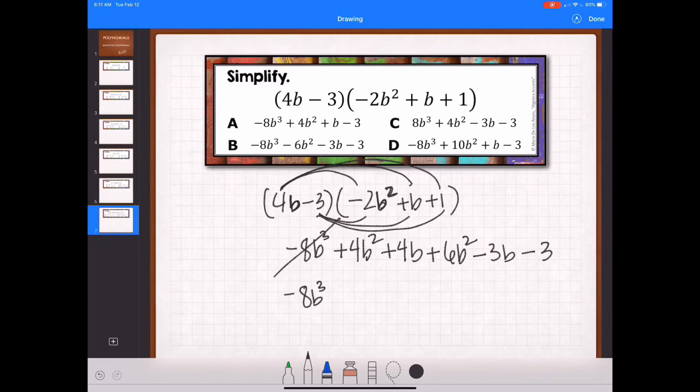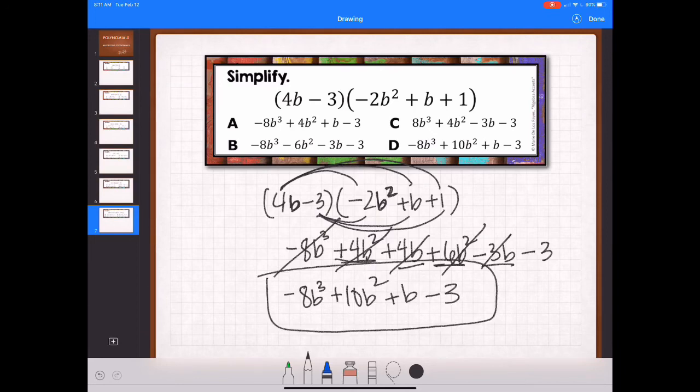I personally like to cross them out so I don't overcount or undercount. Next is going to be my squared terms, so I have 4 here. I have 6 here, so that's going to give me positive 10b squared. Then I have my b terms. I have 4 minus 3, so that's just positive b. And then the constant negative 3 is by itself, so this is your final answer. So the correct answer is D.